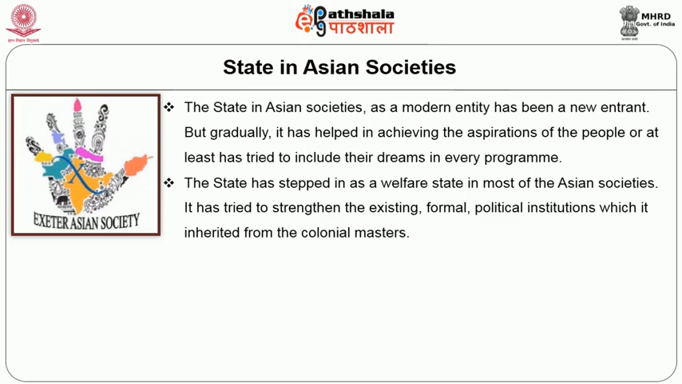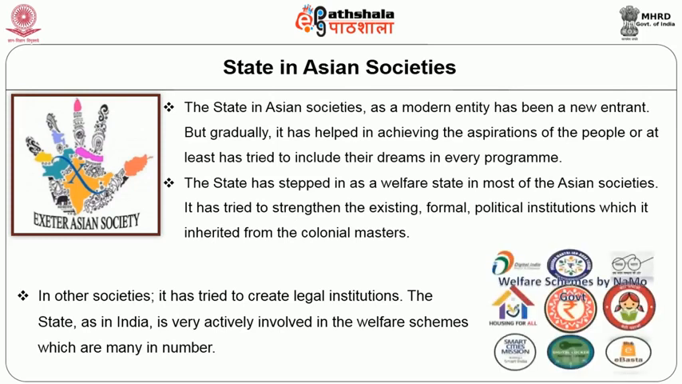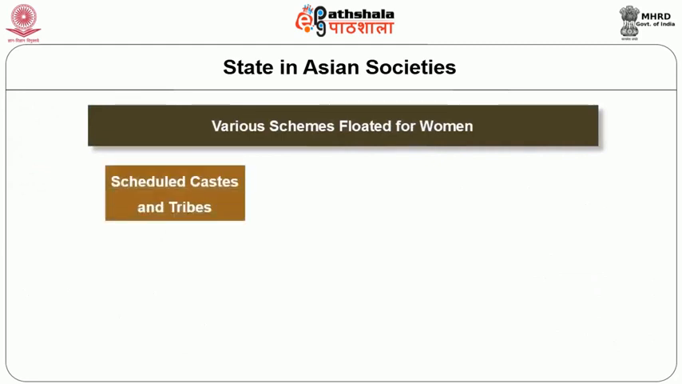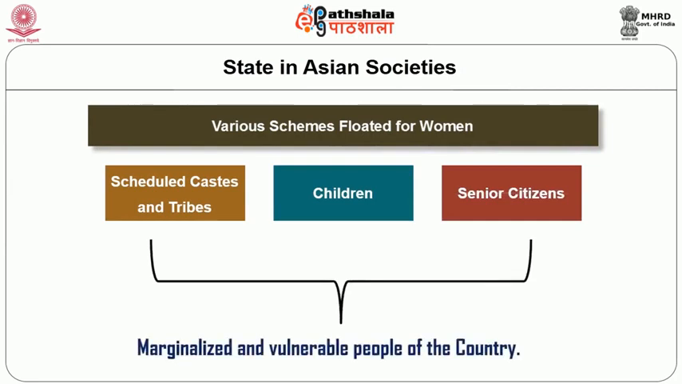It has tried to strengthen the existing formal political institutions which it inherited from the colonial masters. In other societies, it has tried to create legal institutions. The state, as in India, is very actively involved in welfare schemes, which are many in number. There are various schemes floated for women, scheduled castes and tribes, children, senior citizens, and other marginalized and vulnerable people of the country.